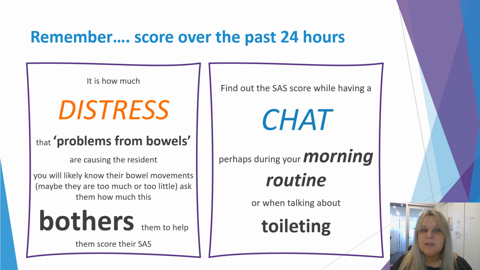The thing to remember with the SAS is we are rating the distress in relation to that symptom. So for the purposes of this session, we are trying to find out how much any problems they have to do with their bowels is distressing them. A good way to ask them about it is to ask them how much it bothers them or how much it upsets them. And a good time to ask them about it perhaps would be in the morning when you're helping them get ready for the day, and perhaps when you're helping them with their toileting.